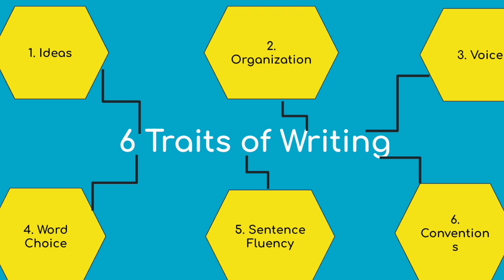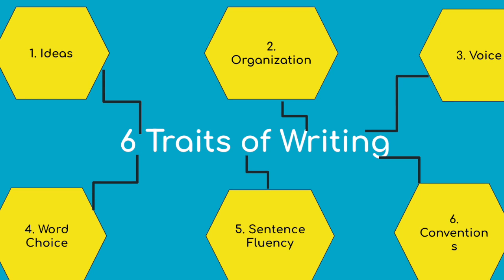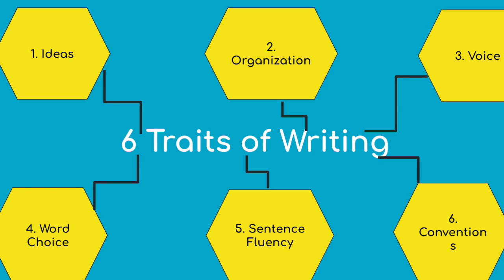Now we have our 6 traits of writing, which the first one is ideas. So this is the message of the story and the supporting details that reinforce the main idea. So these little details kind of provide the overall, what the story is going to be about.